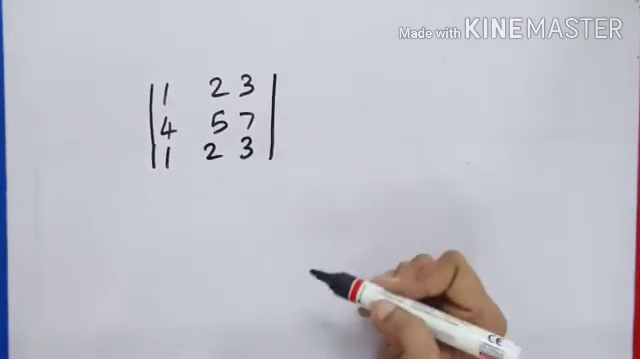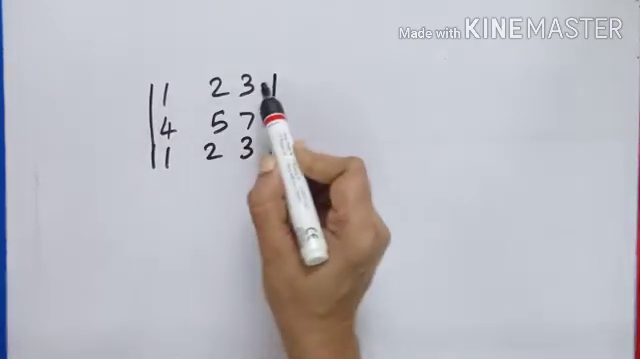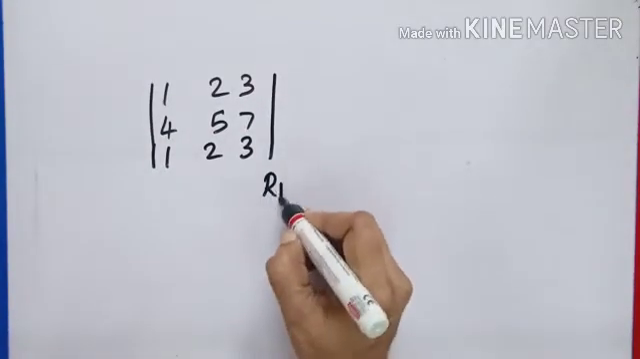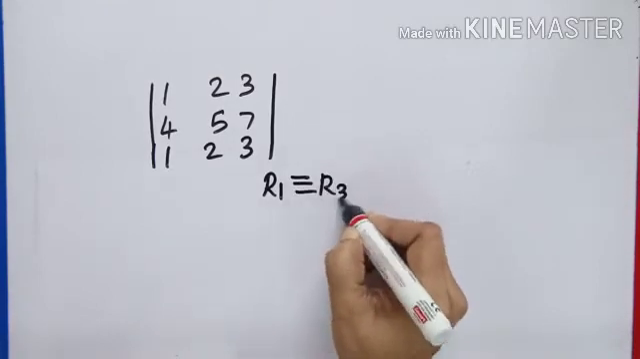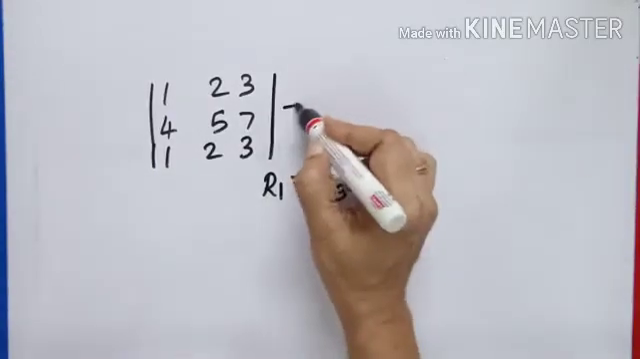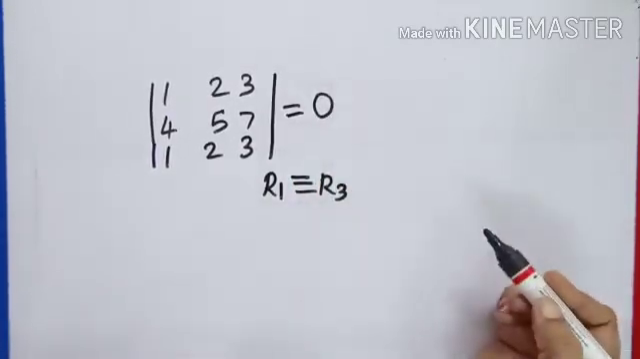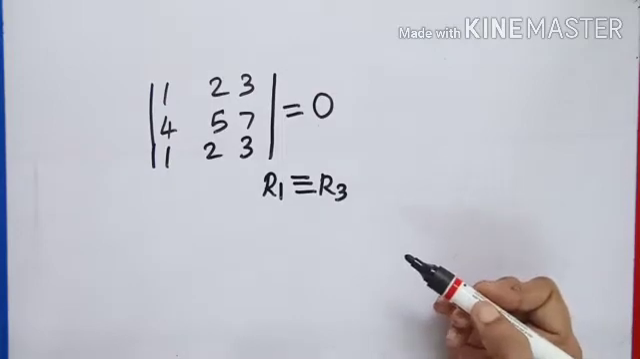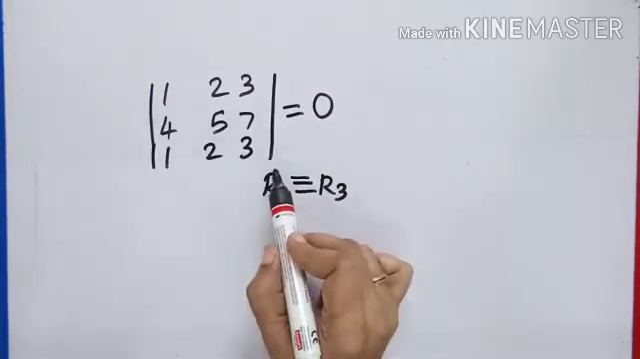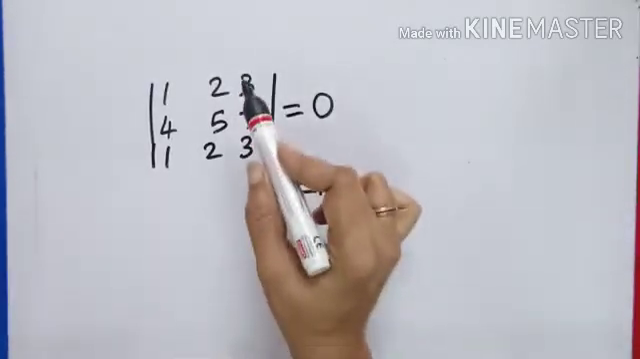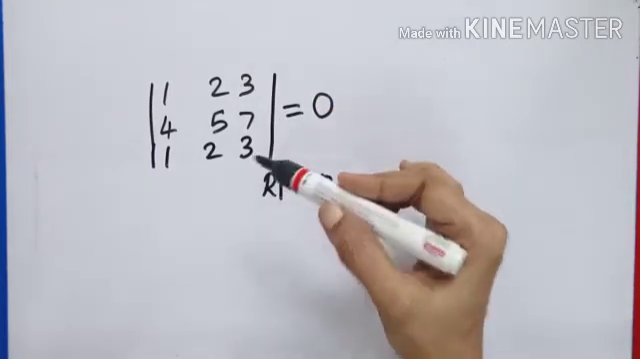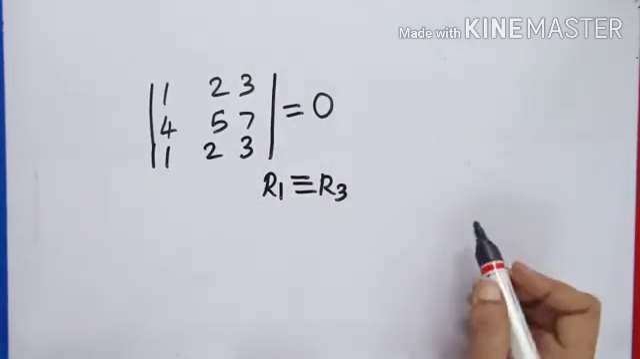What is the answer for this determinant? Row 1 and row 3 are identical. I need not expand. Immediately put the answer 0. So in all the exercise problems, this is our first idea. Given a determinant, check whether any two rows are identical. And once I decide they are identical, immediately put the answer 0.